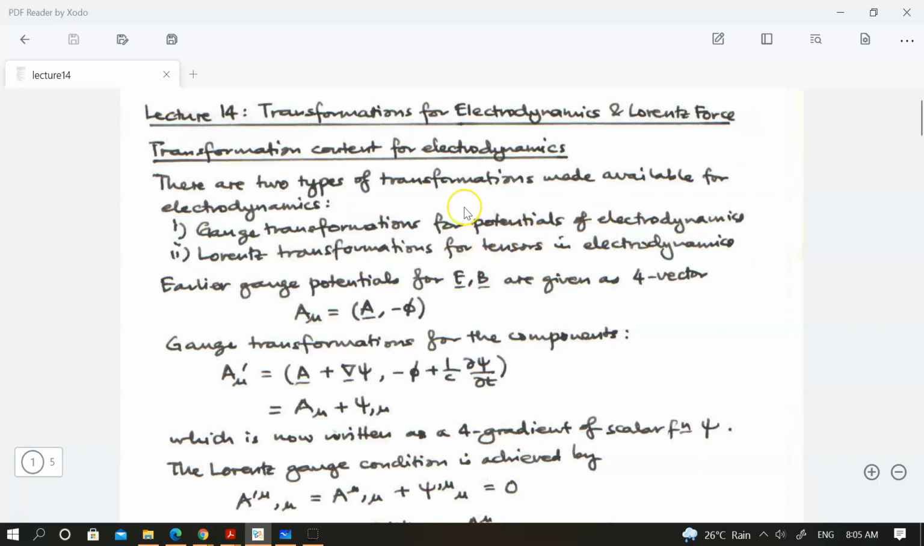Can you actually see the cursor? Somebody? Yes. Okay. Good. So then I don't have to scribble too much.